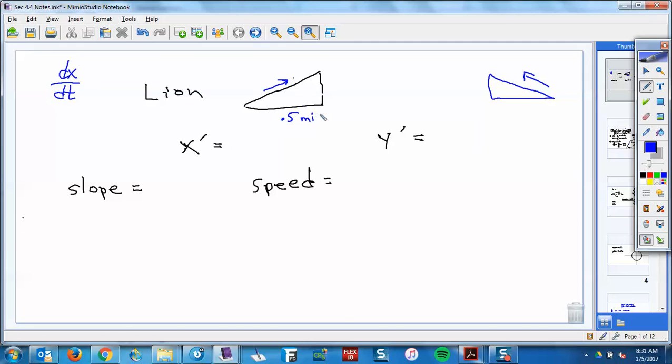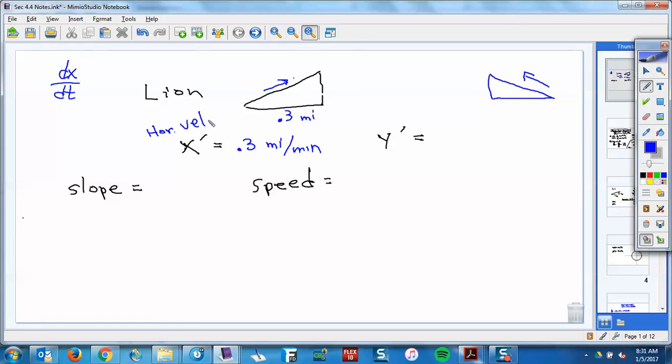0.5 miles every. This is a line. I want the line. 0.3. So the Lion was going 0.3 miles every minute. So x prime would be 0.3 miles per minute. That would be what we would call his horizontal velocity. That would be his horizontal velocity.